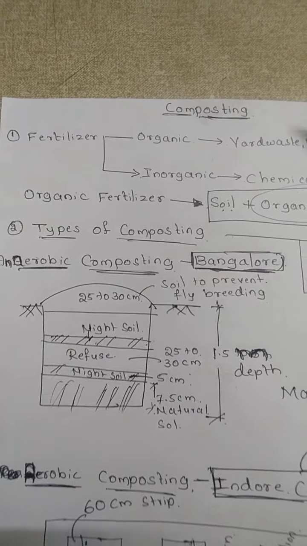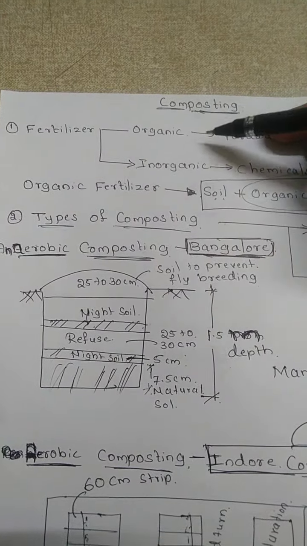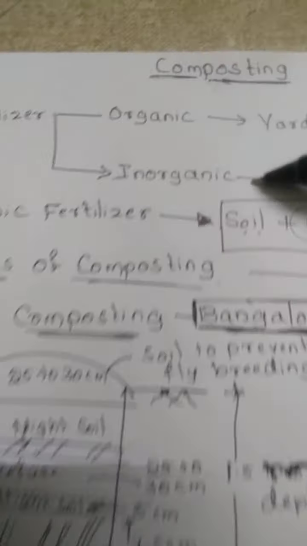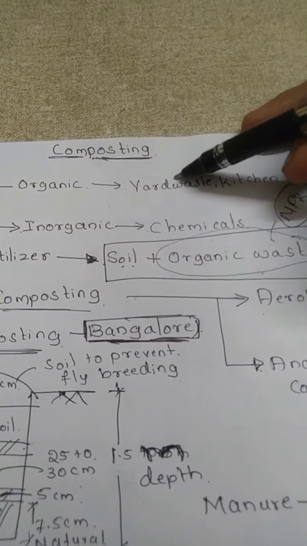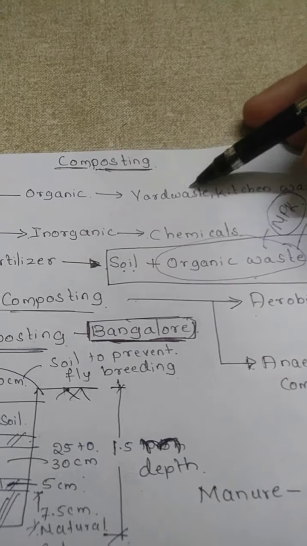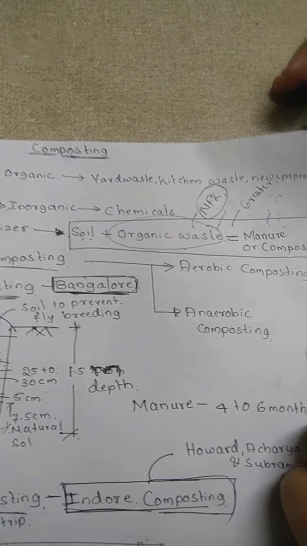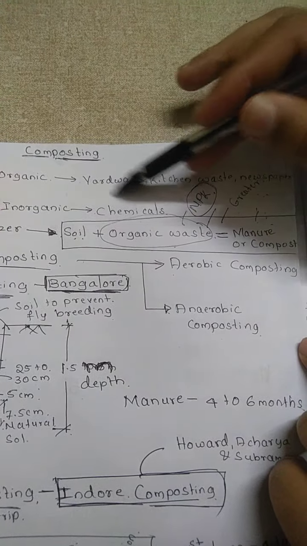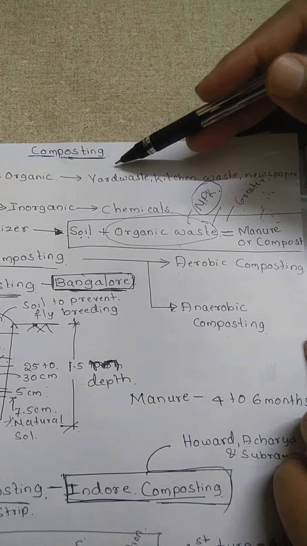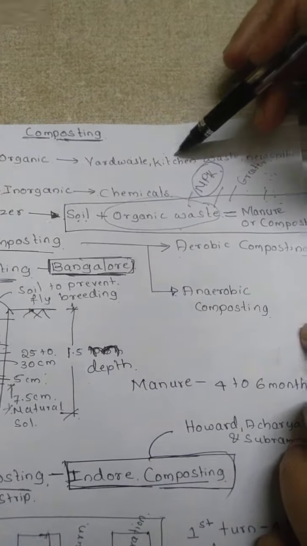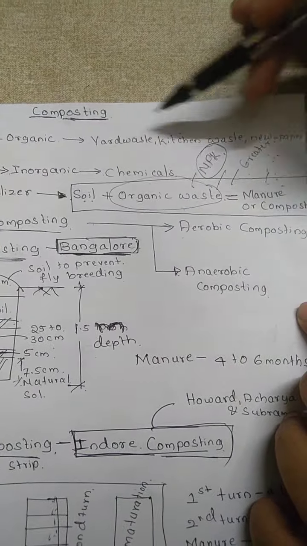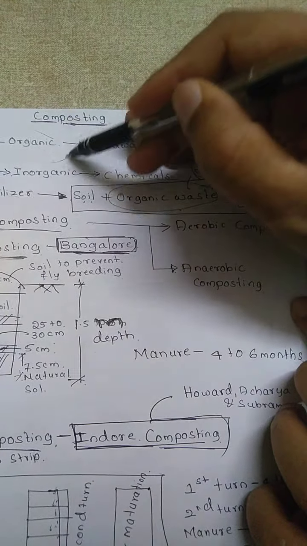Now in composting, there are two types: one is organic composting, one is inorganic composting. When we mix the soil with yard waste, kitchen waste, or newspaper, all of which are easily degradable, we call it organic, as they are going to degrade. We call it organic waste.